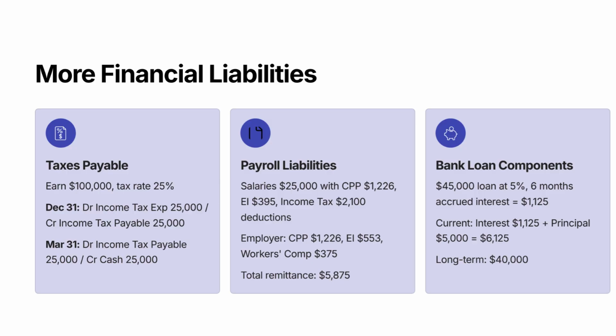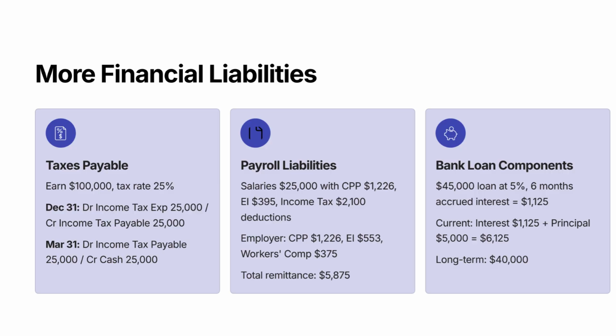Entries: payroll, debit salary expense $25,000, credit CPP payable $1,226, credit EI payable $395, credit income tax payable $2,100, credit cash $21,279. Employer benefits, debit employee benefits expense $2,134, credit CPP payable $1,226, credit EI payable $553, credit workers' comp payable $375.